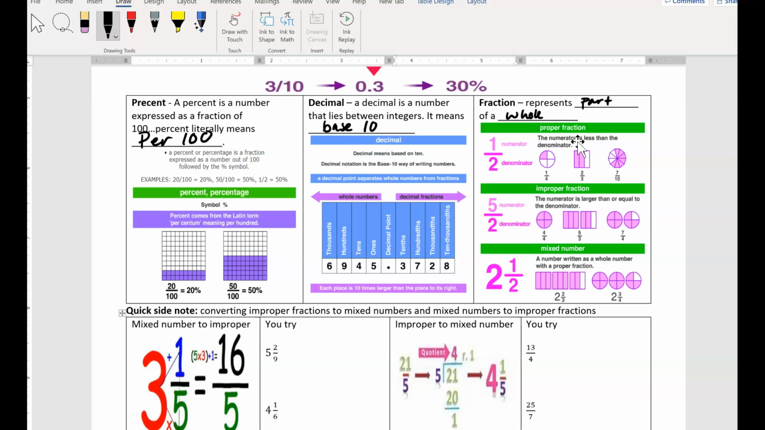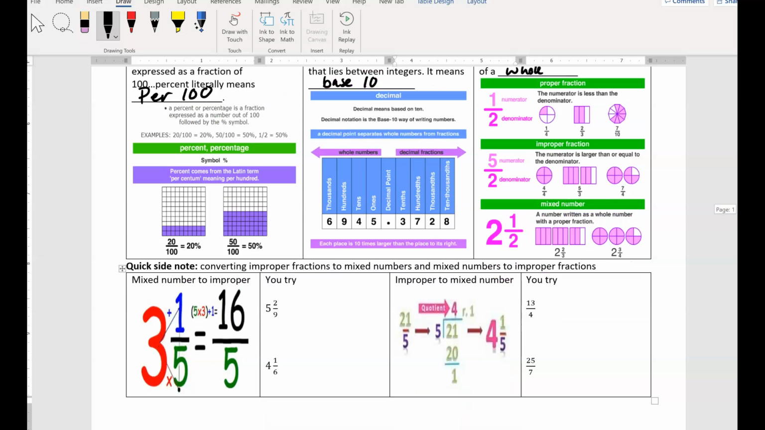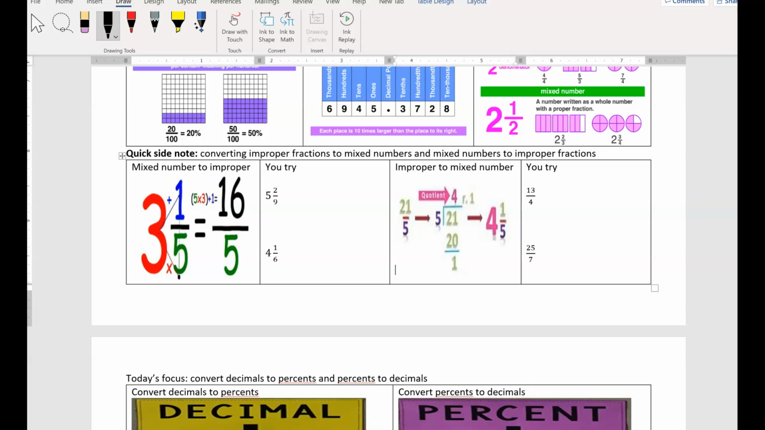And in fractions, we have a whole bunch of different types of fractions. We have proper fractions, where we just have a numerator that is smaller than a denominator. We have improper fractions, where the numerator is larger than the denominator. And we have mixed numbers, where we have a whole number plus a proper fraction. Before we move on, it's important to figure out how to convert between mixed numbers and improper fractions.